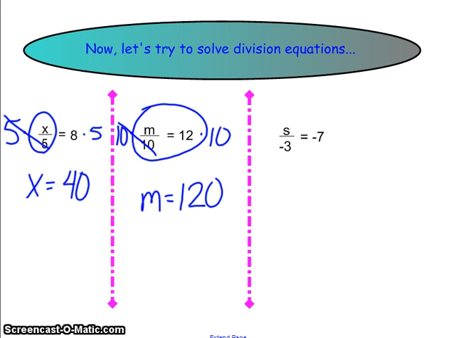Okay, last one. Be careful with your negatives. s divided by negative 3, well, we're going to multiply by a negative 3. Those are going to cancel us out, which gives s alone. Negative 7 times a negative 3. Negative times negative is positive. They are going to cancel. 7 times 3 gives us 21.